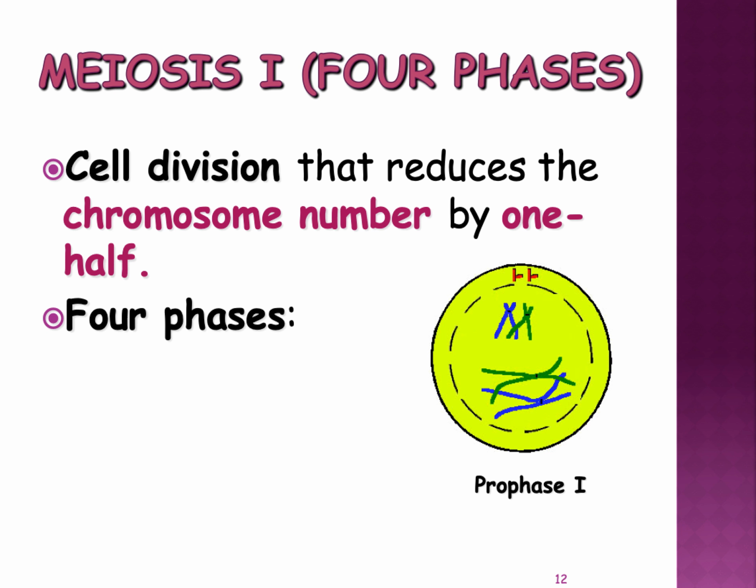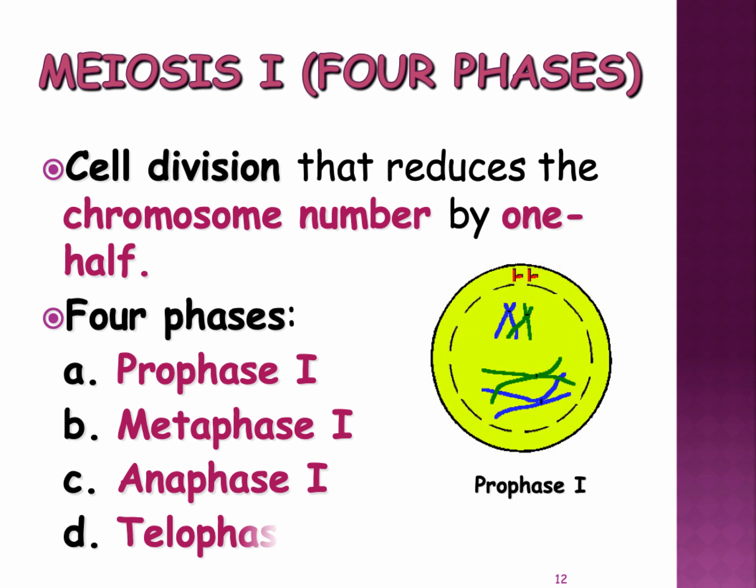So now we start meiosis 1. And so, quick overview. This is the first cell division that happens, and it reduces the chromosome number by 1/2. That's important, and we'll discuss why we need to cut the chromosome number by 1/2 in meiosis in sexually reproducing organisms. So we have 4 phases in meiosis 1. We have prophase 1, metaphase 1, anaphase 1, and telophase 1. So we'll go through those right now.